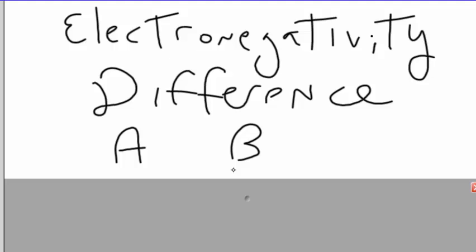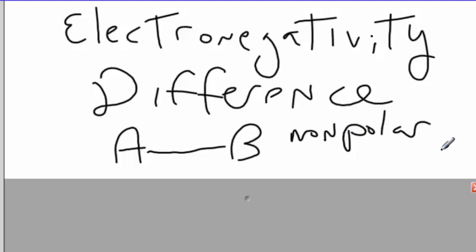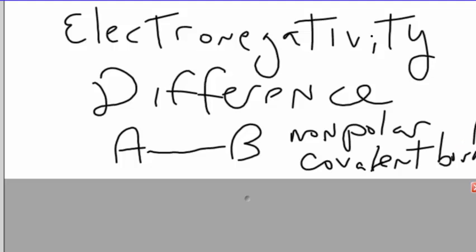And the electrons will be shared pretty much equally between these atoms. And I'm going to draw a line to represent that bond. And that's called a non-polar covalent bond. The electrons are being shared more or less equally between these two elements.